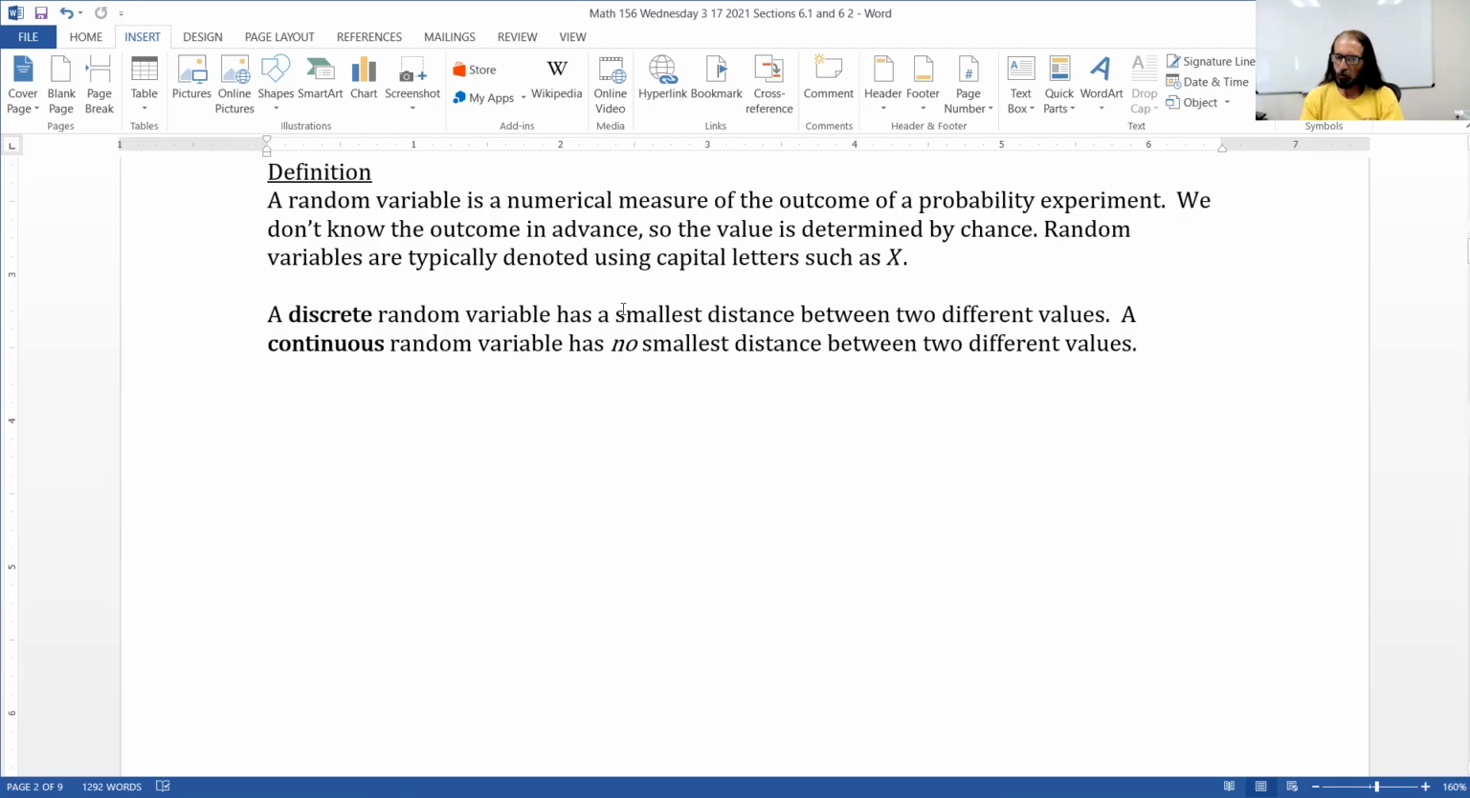But for continuous random variables, between two different values, there is no smallest distance between two different values. And so you continuously cut up and find things in between. And we'll get to the example in a moment.